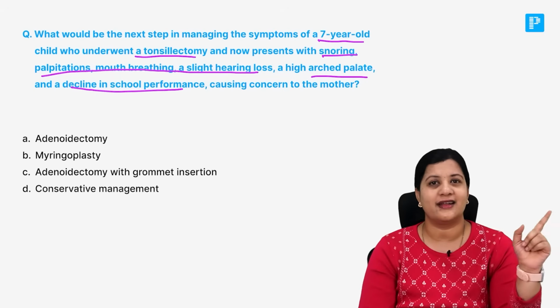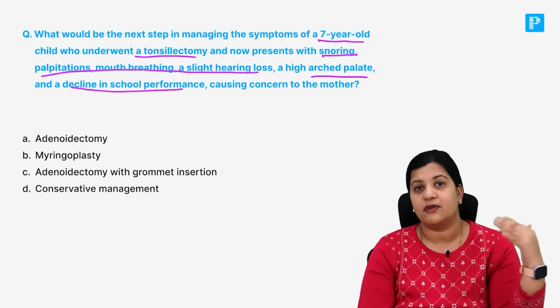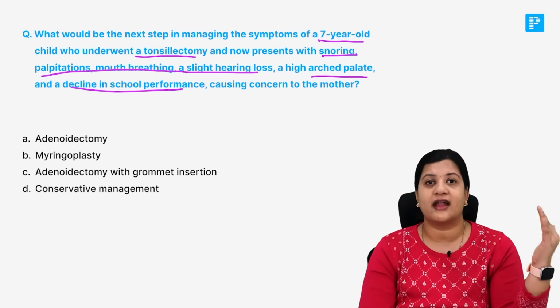So this particular clinical scenario is talking to you about adenoiditis, but they have given that the child has undergone tonsillectomy, not adenoidectomy, right? It could be that the child has undergone tonsillectomy for some other reason. They're just giving that line to confuse you.